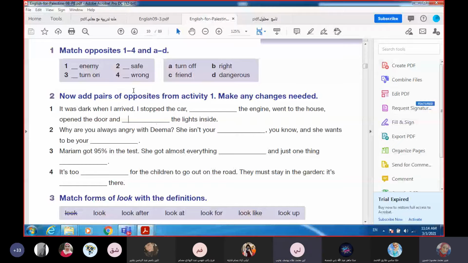It was dark when I arrived. I stopped the car. Turned off the engine. Entered the door and entered the house and opened the door and turned on the lights.